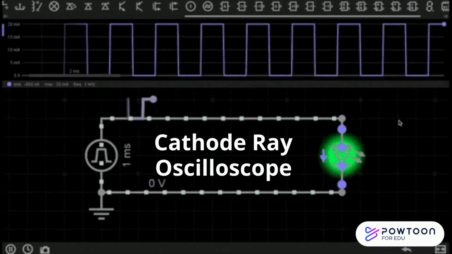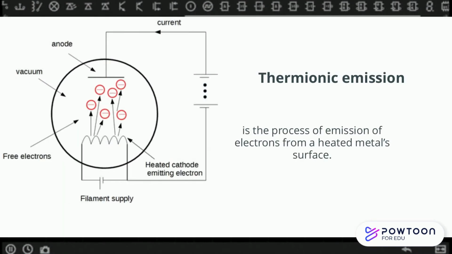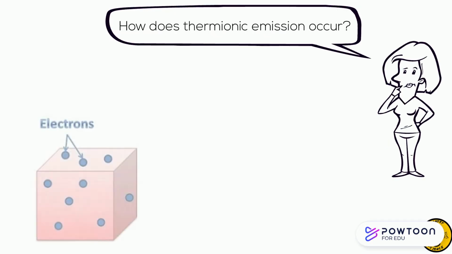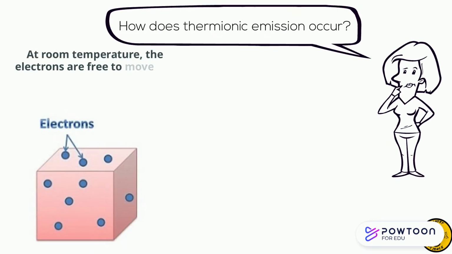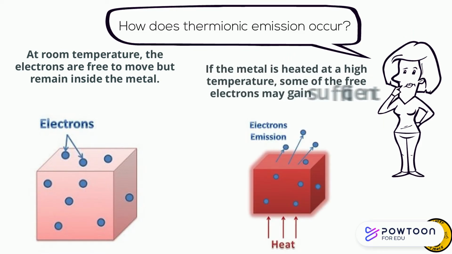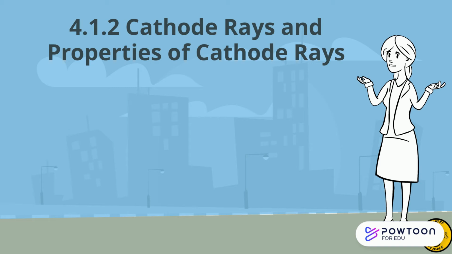Cathode ray oscilloscope. Thermionic emission is the process of emission of electrons from a heated metal surface. How does thermionic emission occur? At room temperature, the electrons are free to move but remain inside the metal. If the metal is heated to a high temperature, some of the free electrons may gain sufficient energy to escape from the metal.